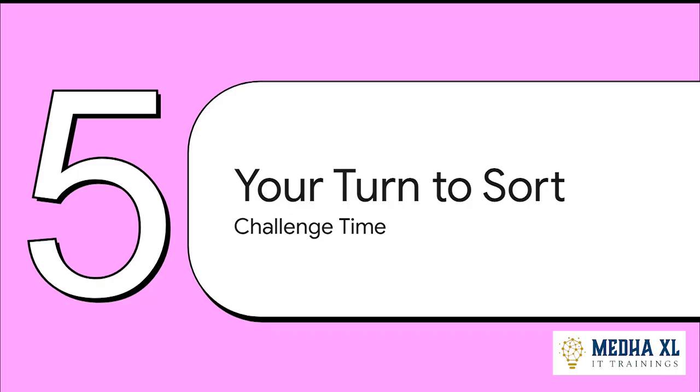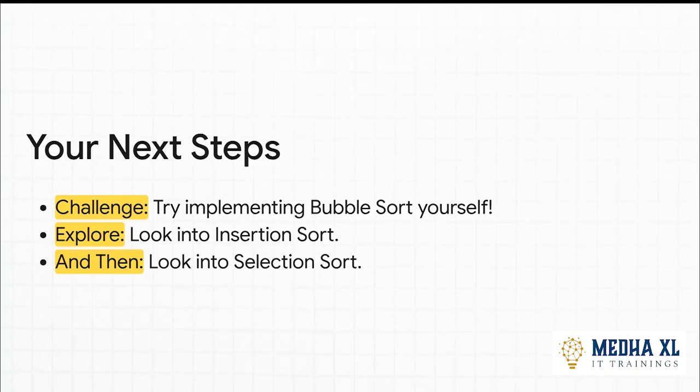So now that you've seen how it works visually and how it translates to code, the absolute best way to make this knowledge stick is to just do it yourself. So here's your challenge. Open up your favorite code editor and try to write bubble sort completely from scratch. Don't worry if it's not perfect the first time, just give it a shot. And once you've got it working, you can explore other similar algorithms like insertion sort or selection sort and start to see all the different ways there are to solve the same problem.